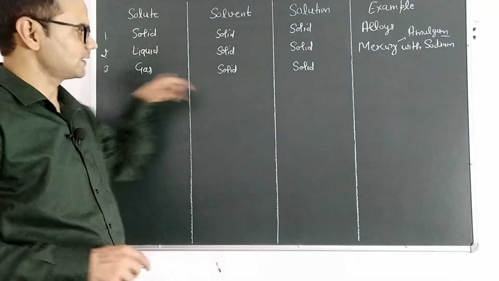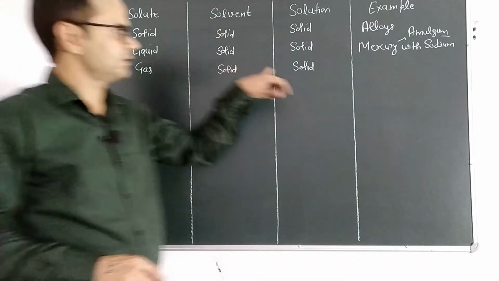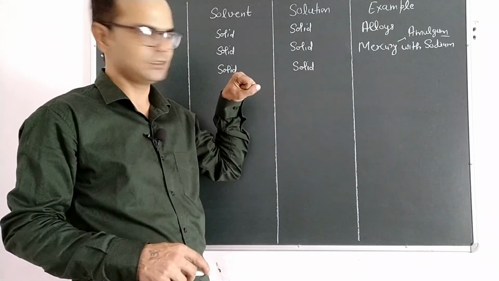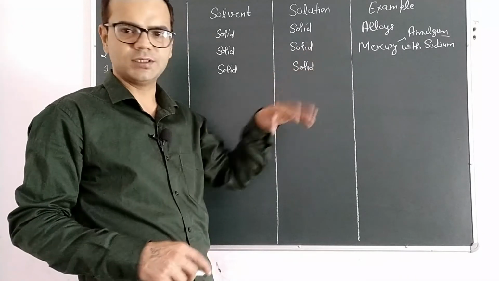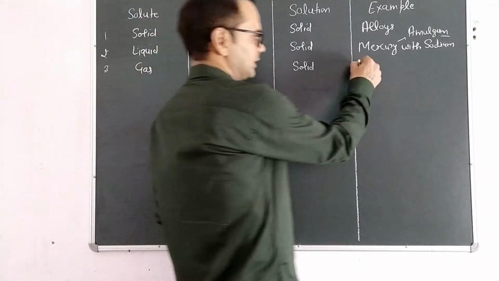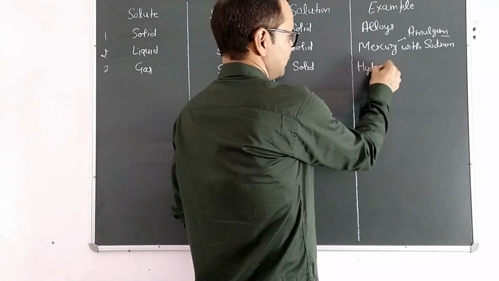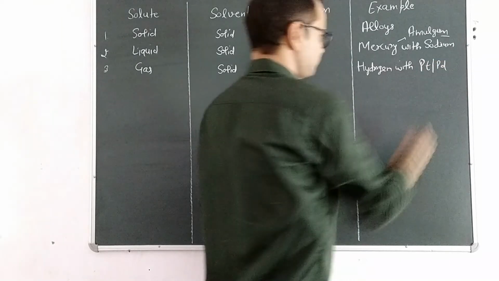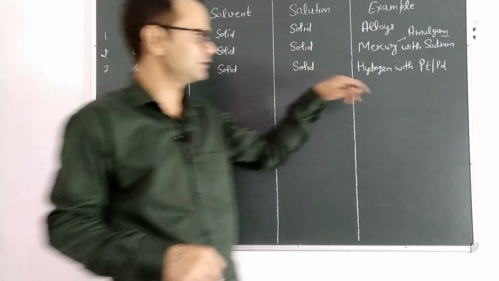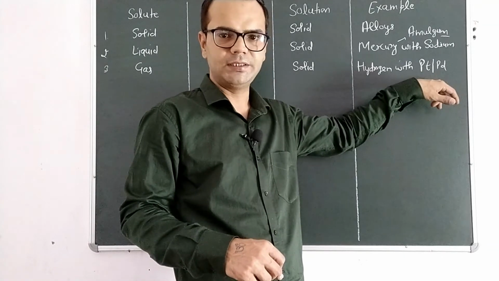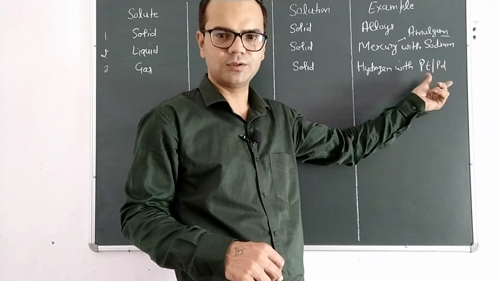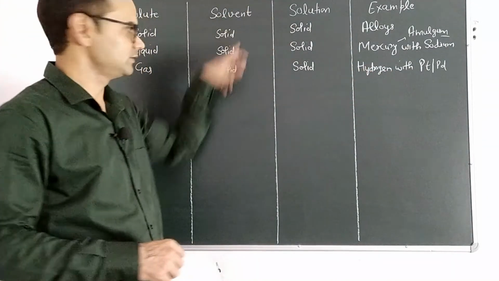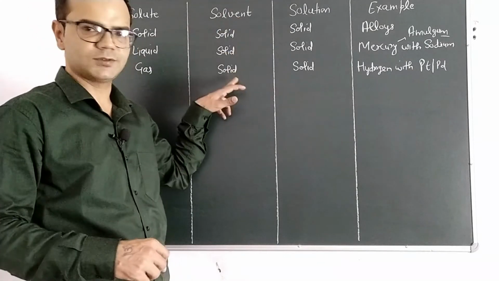Next example is gas in a solid. We will get a solid solution, and metals have a characteristic property to absorb gases on their surface. Metals absorb gases on their surface. So usually we get hydrogen with platinum or palladium: hydrogen on the surface of platinum or palladium. Platinum and palladium both are solid and hydrogen is a gas. So now we have 3 solid solutions depending on the physical state of a solvent.